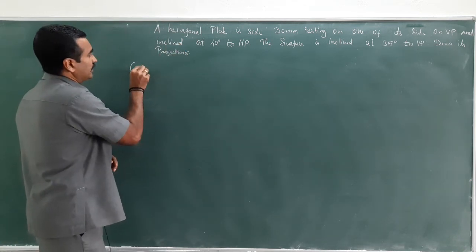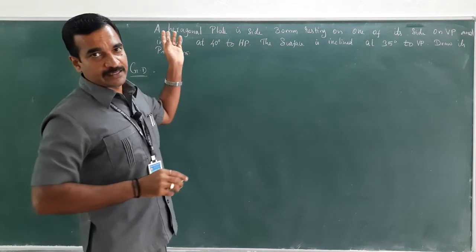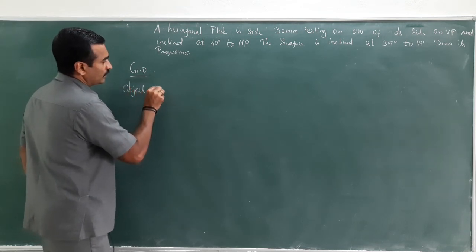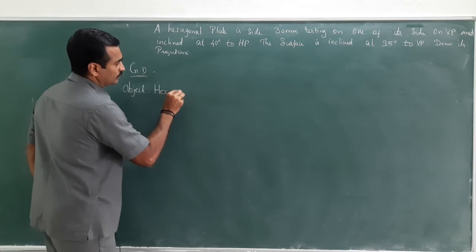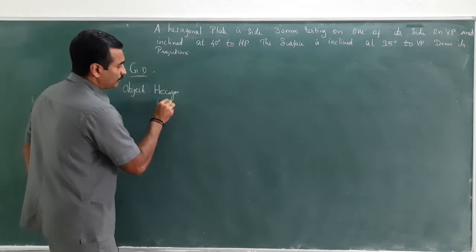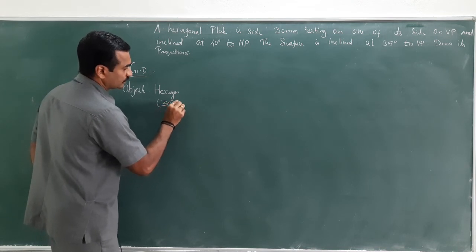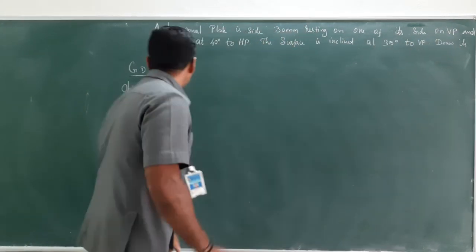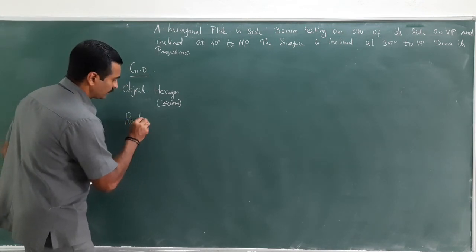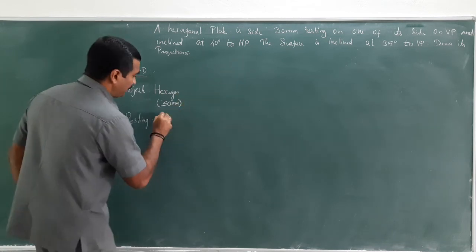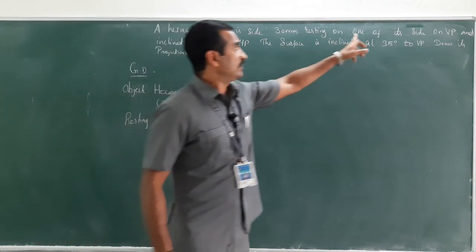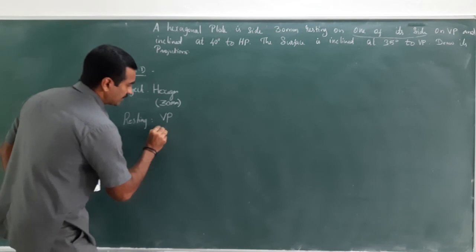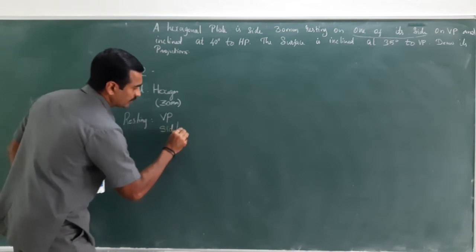Let me just extract the information. Here the object is a hexagonal plate. So object is hexagon of side 30 mm. Resting on one of its side on VP. So where is it resting? It is resting on VP. How is it resting? With one of its side or edge. The other name of side is edge, isn't it? It's resting on side or edge.